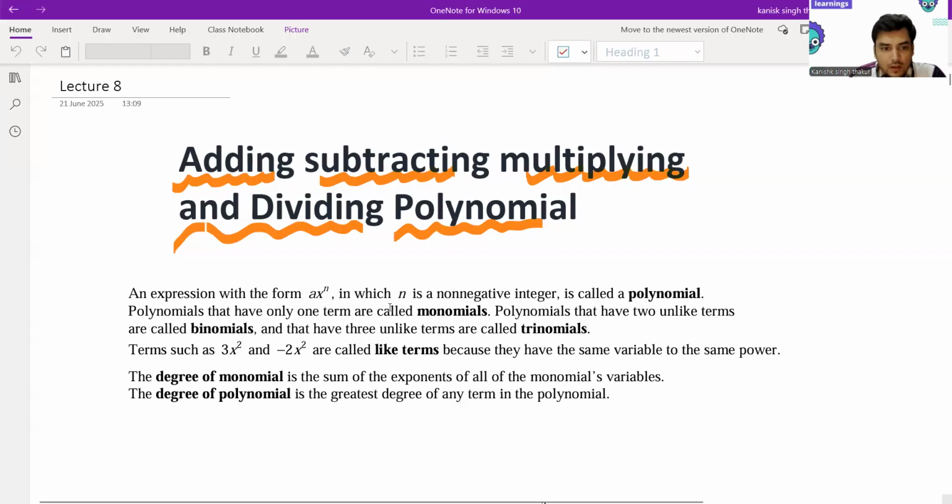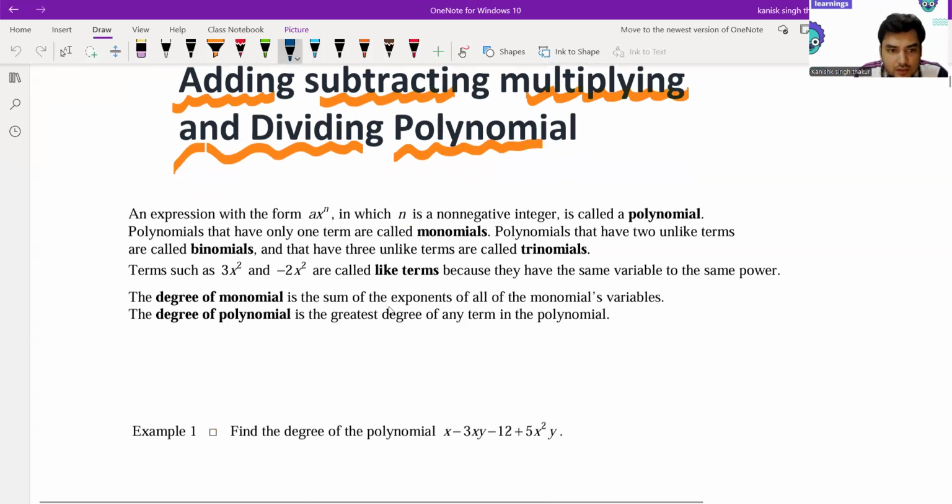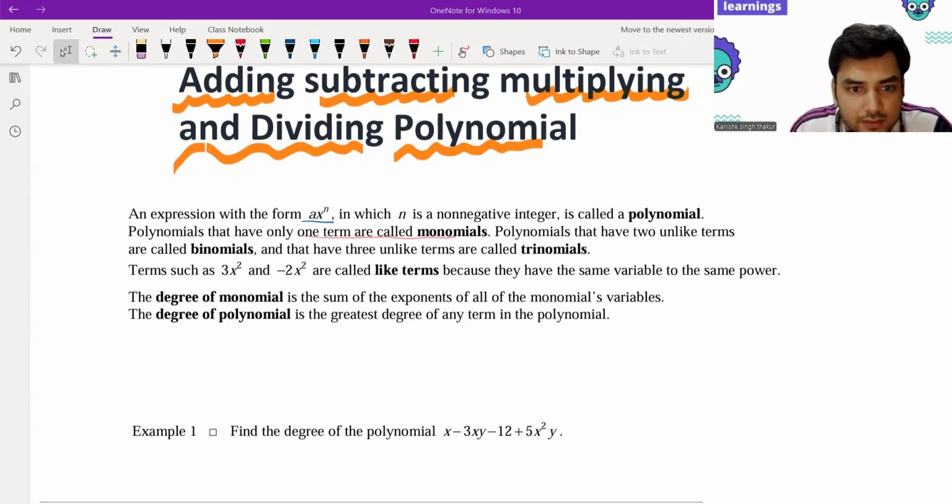And here we go. Okay, so what is a polynomial? Any expression which is of the form ax to the power n, where n decreases, right? So this is what a polynomial is. If you have only one term, you call it a monomial. If you have two terms, you call it a binomial, right? Three terms, trinomial, and a polynomial has more than two.